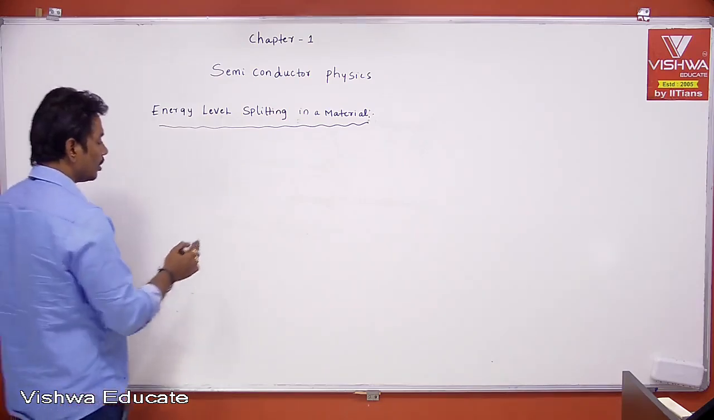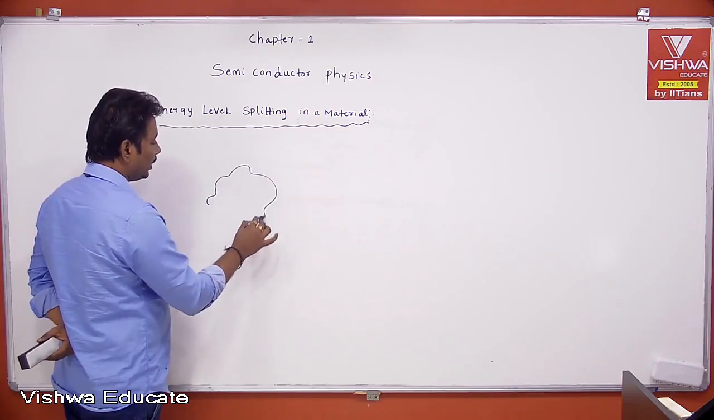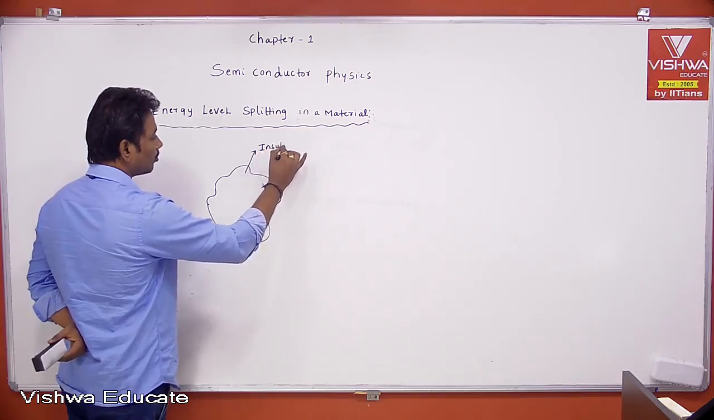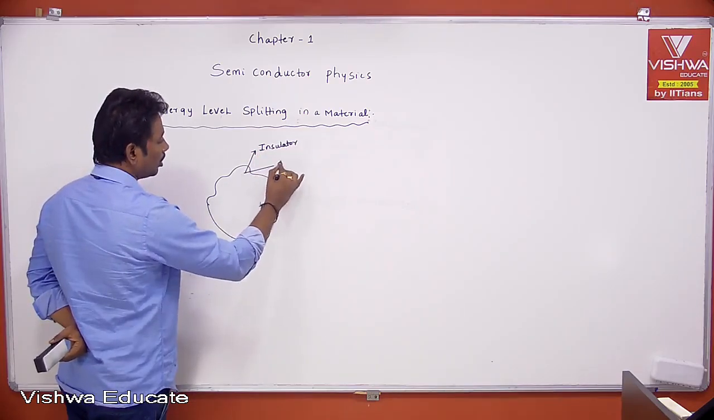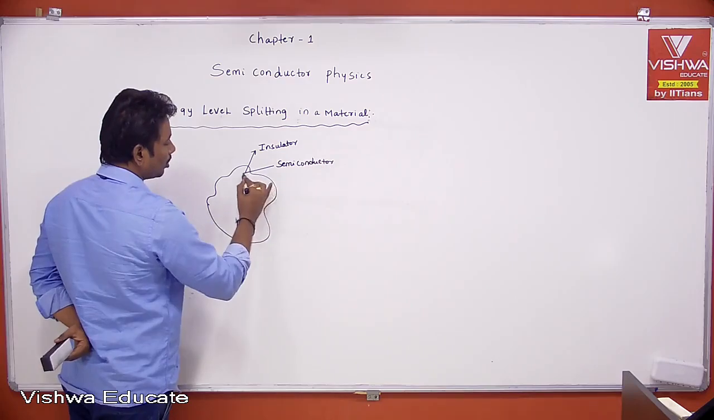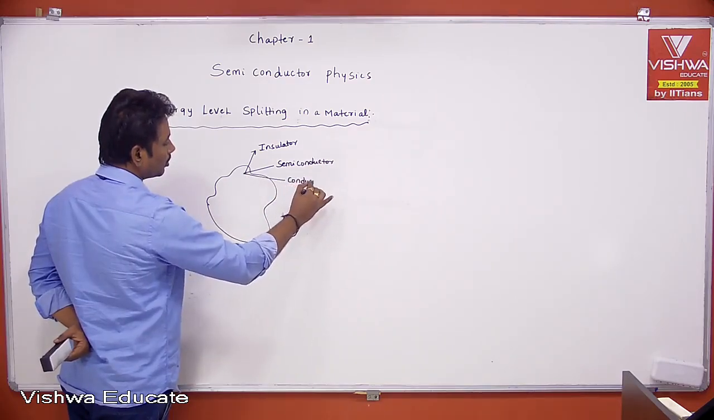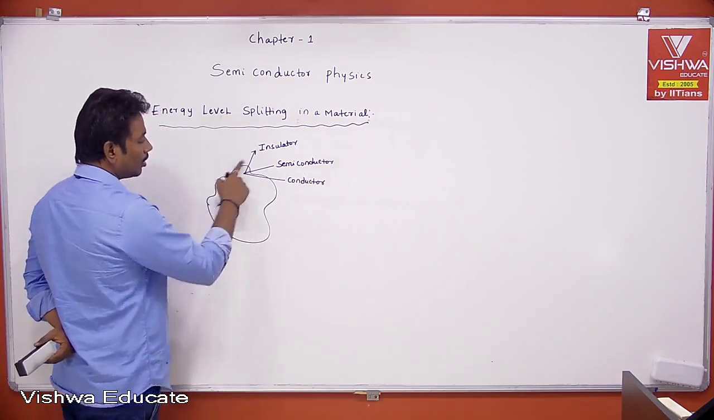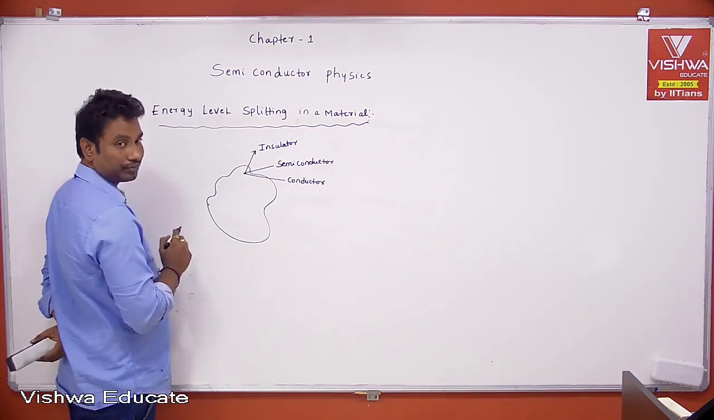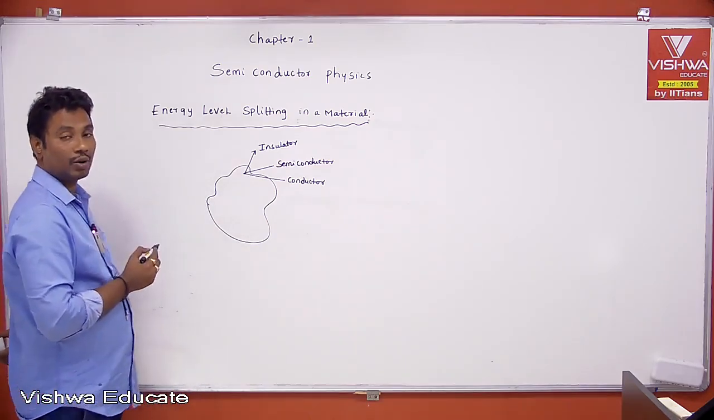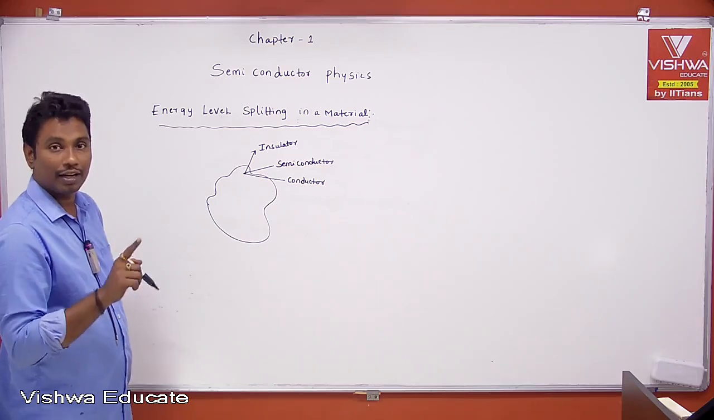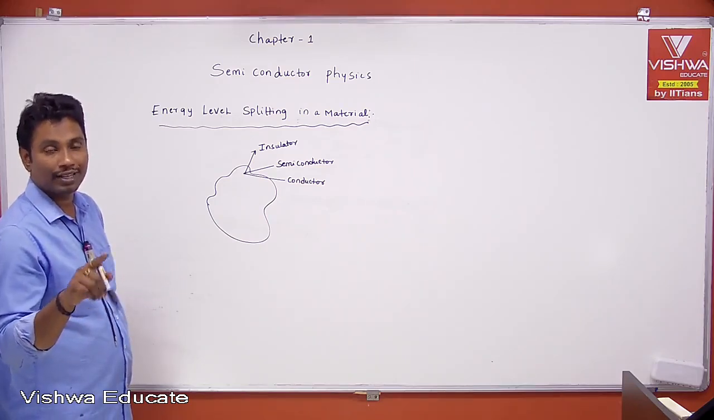Right. Now first of all, in any material, any material means the material may be an insulator, or it may be a semiconductor, or it may be a conductor. Right. The electrical characteristics depend on what actually? Electrons in the outermost orbit. Electrons in the outermost orbit are called what actually? Valence electrons. What is valency? Valency is nothing but the number of electrons in the outermost orbit.